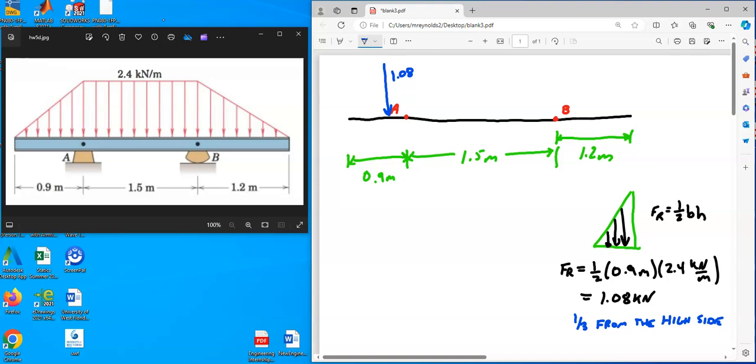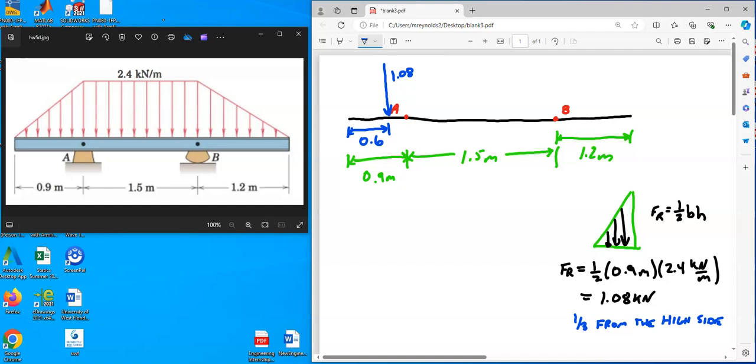1/3 from the high side means, what's 1/3 of the length of the triangle? Well, the triangle has a base of 0.9 meters. So 1/3 of 0.9 is 0.3. Therefore, this distance here is 0.3 from A, but it's 0.6 from the edge. 0.6 from the edge or 0.3 meters from A. Hopefully you understand that. Now, we'll jump over to B and we'll do the other side.